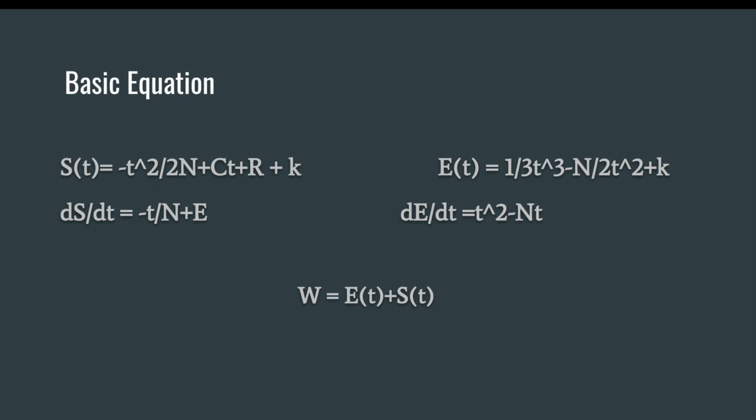And now here's time for basic equations. We derive the equation of stress with respect to time, which is negative t cubed over 2n plus ct plus r plus k. Over here, n is the number of people, r is the amount of rest, and c and k are constants. And then the change in stress over change in time will be negative t over n plus e, which is efficiency.